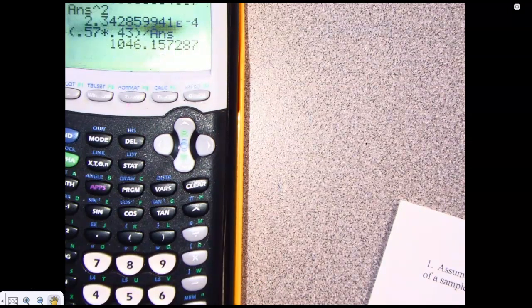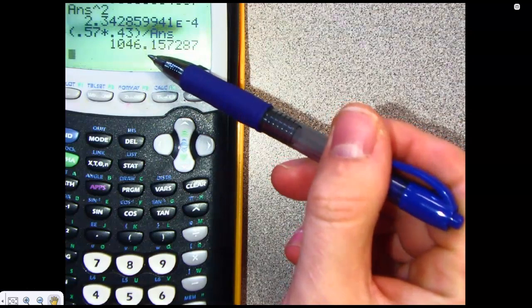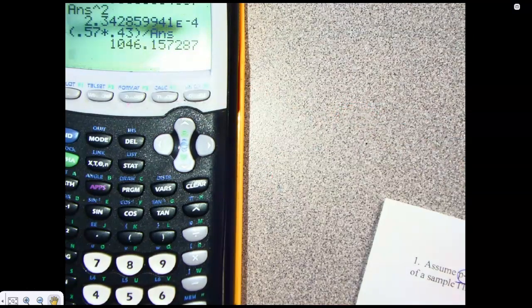So, another thing about this, which doesn't come up a ton, but it can, is I need at least that many people in my sample to get the margin of error small enough. So how many people do I actually have to ask? Because I can't ask 1046.15. So I have to ask 1047, right? I have to go up to the next person.